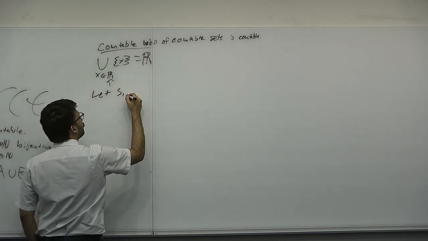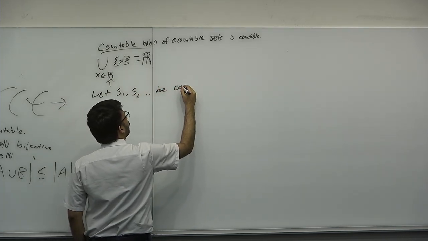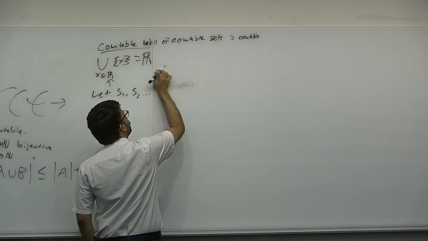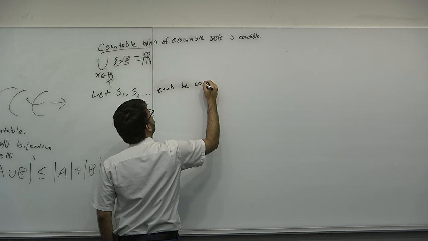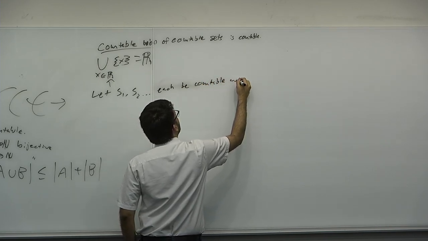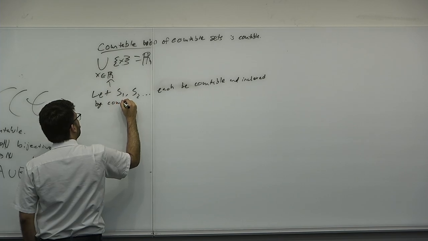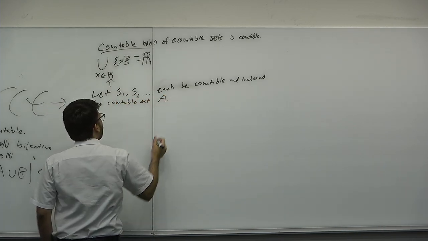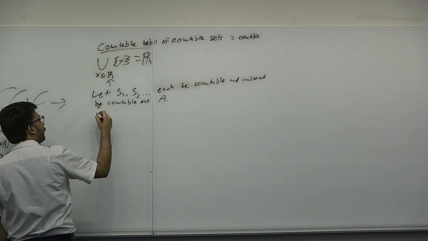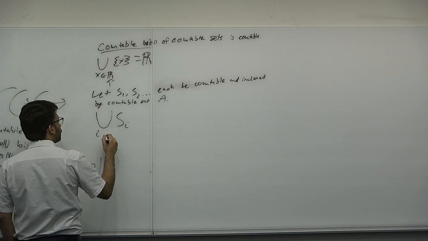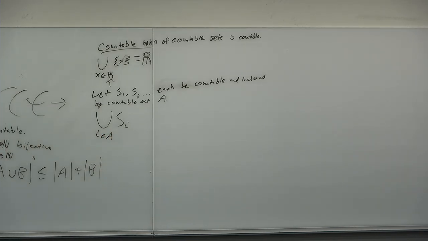Let S1, S2, ... each be countable and indexed by a countable set A. So what that means is we're going to compute the union of Si for i in A, where each Si is countable and A is countable. So now we have an infinite union, but indexed in a countable way, in a discrete way, where you can say this is the first, this is the second, this is the third, and so on. You can even assume that each Si is the naturals, and A is the naturals or something, right?